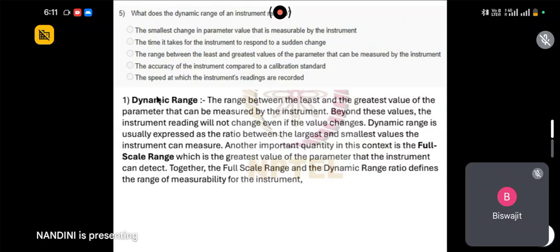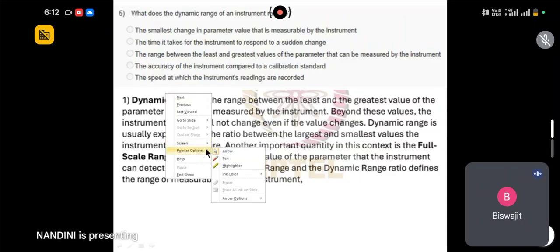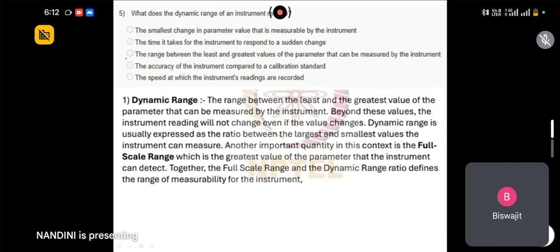So here the question was about the dynamic range of an instrument. The options are: the smallest change in parameter value that is measurable by the instrument; the time it takes for the instrument to respond to a sudden change; the range between the least and greatest value of the parameter that can be measured by the instrument; the accuracy of the instrument compared to the calibration standard; the speed at which the instrument's readings are recorded. So which one is the answer? What does the dynamic range of an instrument give you? Basically, it gives you the range between the least and the greatest value of the parameter that can be measured.